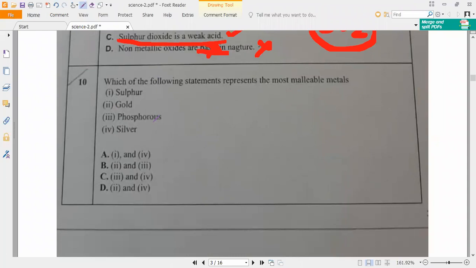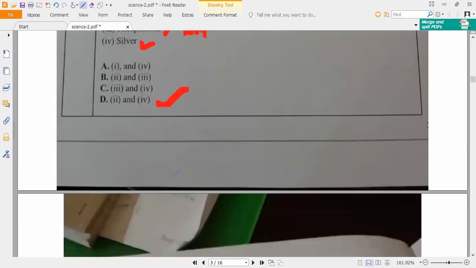Which of the following statements represents the most malleable metals? Gold and silver. Option A, gold and silver. Option B, phosphorus and sulfur. Sulfur is a non-metal. Phosphorus is also a non-metal. Sulfur and phosphorus are non-metals. So what is the correct answer? Option D, 2 and 4. Very good.